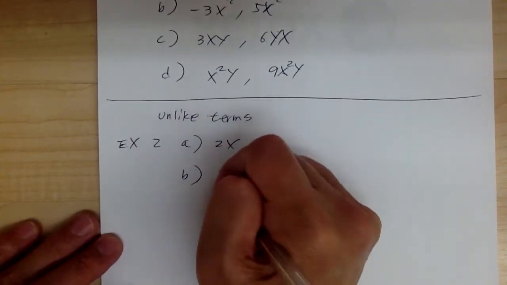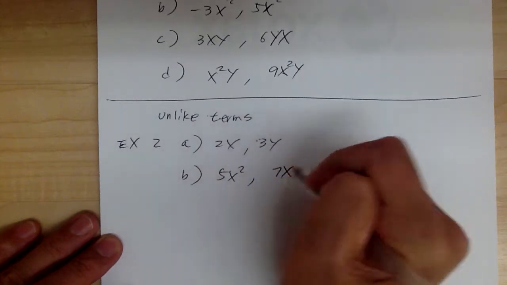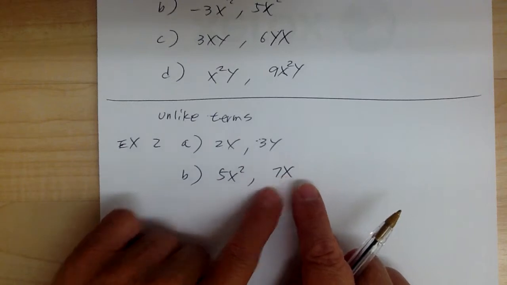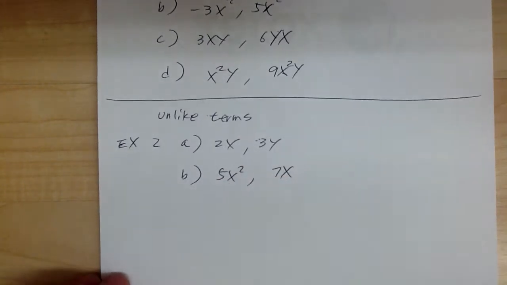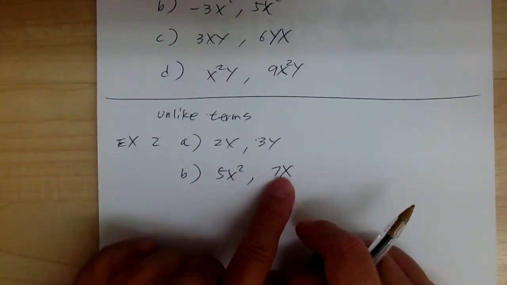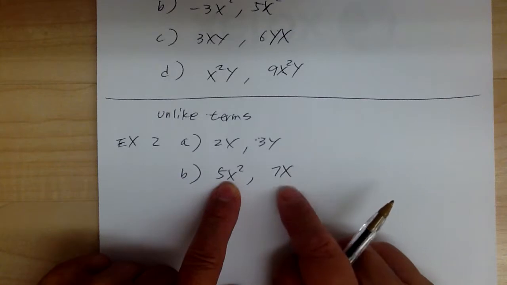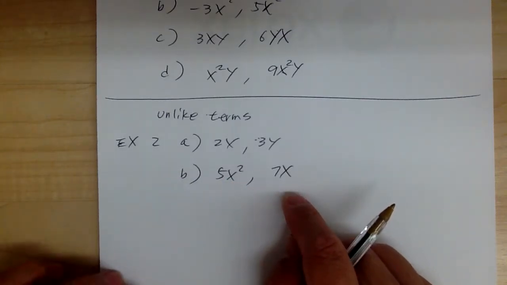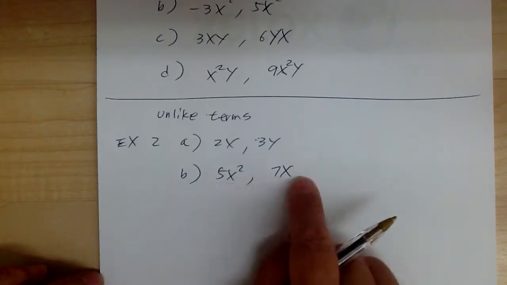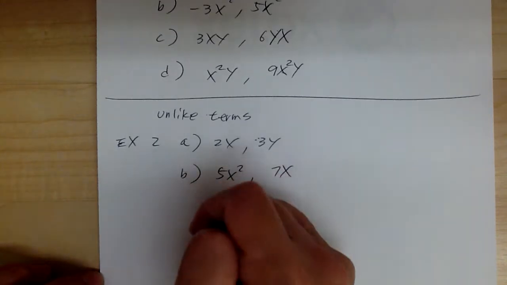You go to B, you got 5x squared, you got 7x. So these are unlike terms because this is x squared and this is x. So they are not the same. Okay? They're very similar, but they are not the same. Like apple and pineapple, they are very similar, but they are very different things. So again, x and x squared are unlike terms, they are different things.